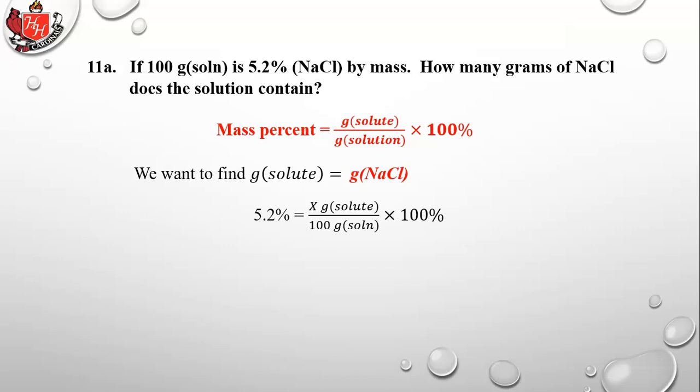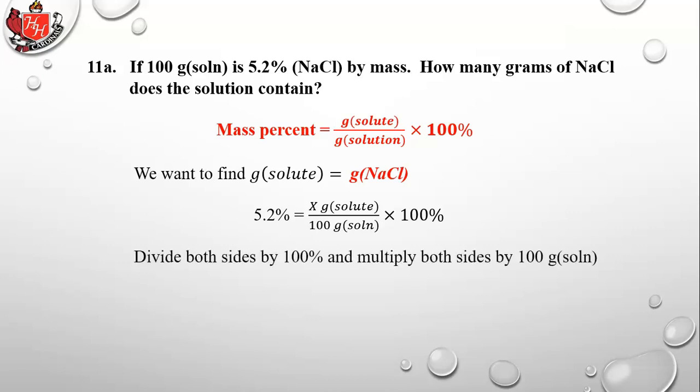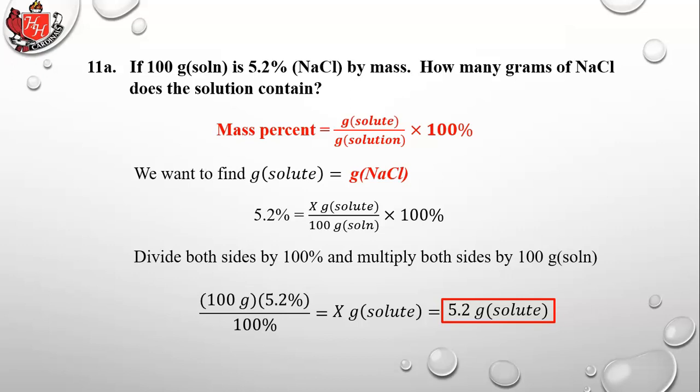So you just set it up. 5.2% mass percent equals X grams of solute, some unknown grams of solute. That's what you're trying to figure out. That's your variable X. Over 100 grams of solution. We said you're always going to choose 100 grams. Then you multiply that by 100%. So divide both sides by 100% and multiply both sides by 100 grams. That's algebra, not chemistry, to get what X grams of solute is. So there it is, and that gives you 5.2 grams of solute.